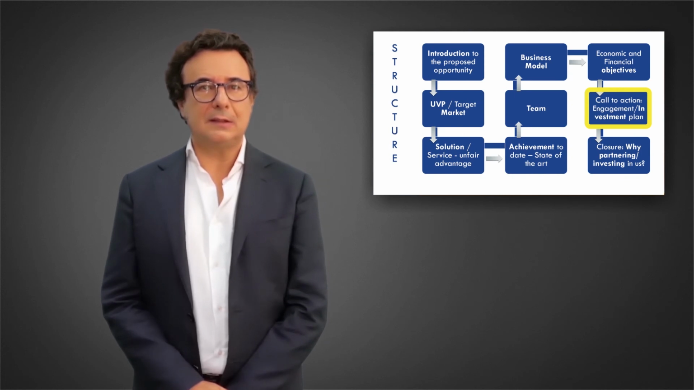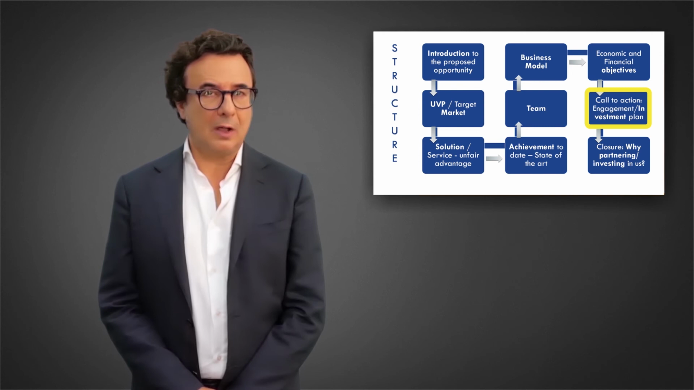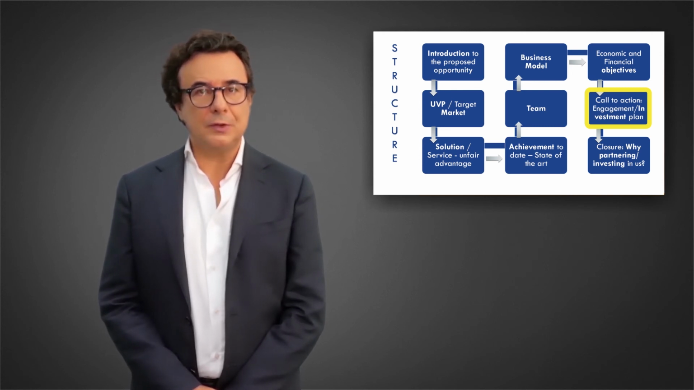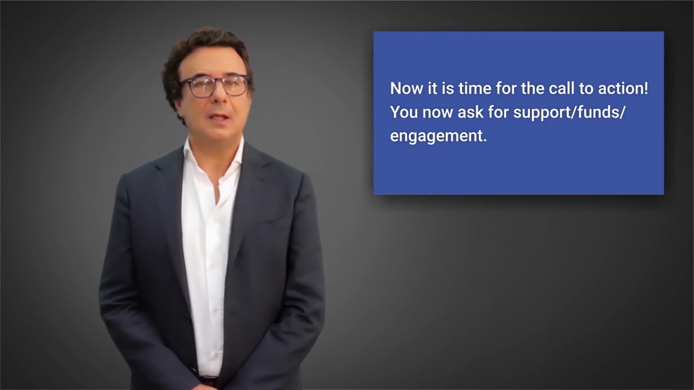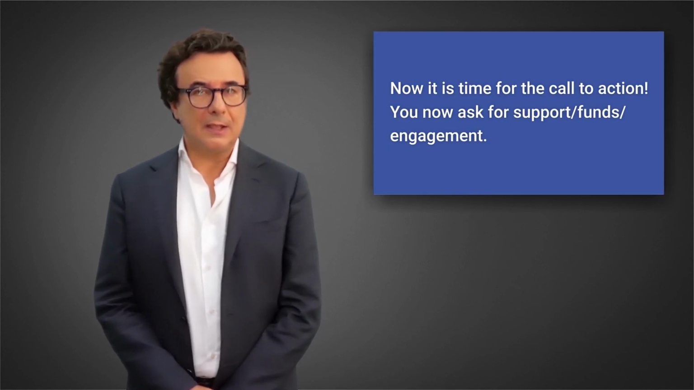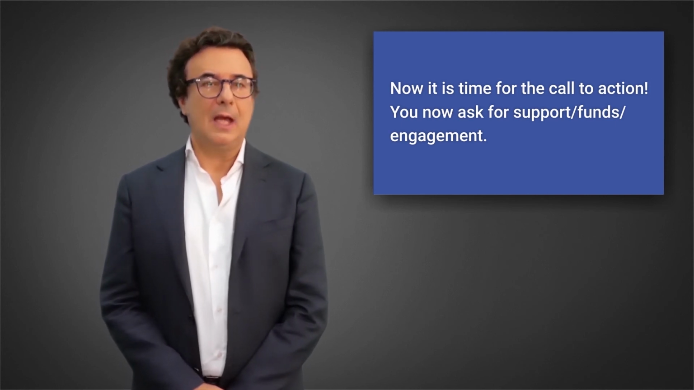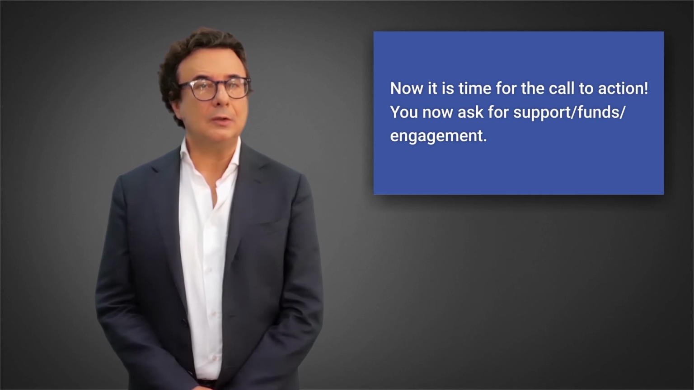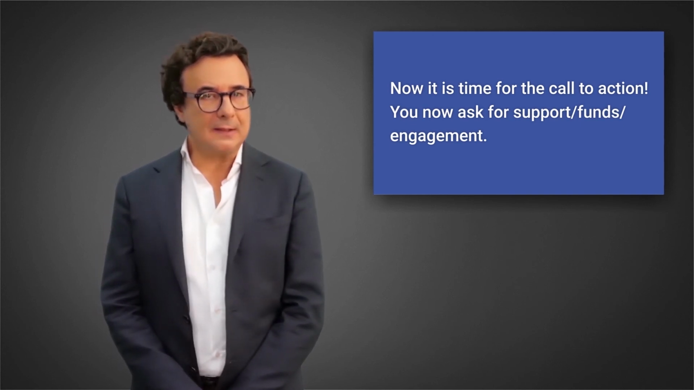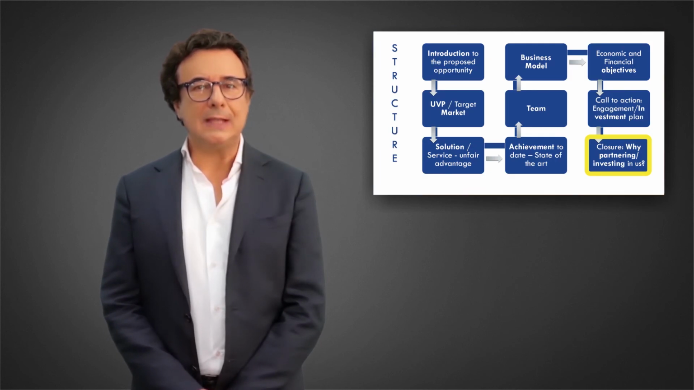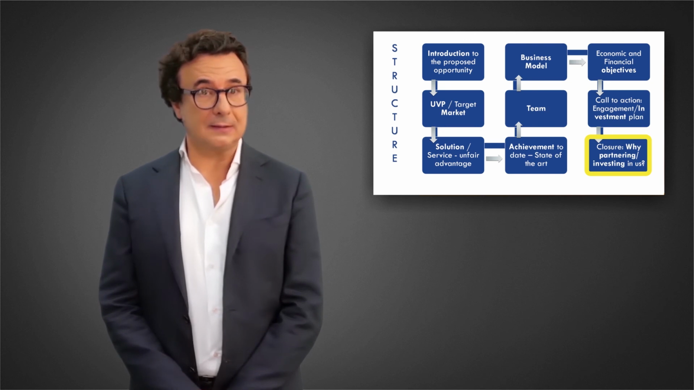Now you should enter the third part of your pitch structure. In the first part, you presented the problem, your unique value proposition, your solution, what you achieved, who you are. In the second block, you illustrated the business model and showed information on what you expect to achieve, presenting numbers. Now it is time for the call to action. You now ask for support, funds, engagement. Show that you know what you need and how to use what you get.